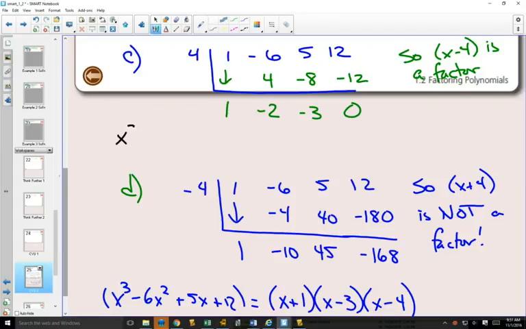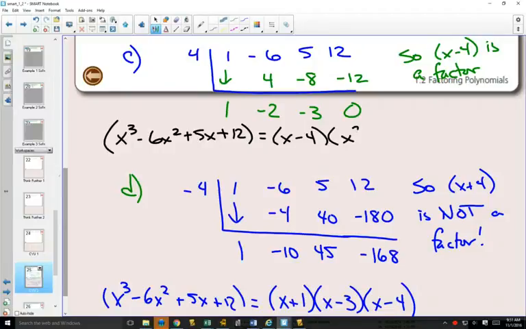So if I wrote the division statement after doing part C, you find out that x minus 4 is a factor. So this is equal to x minus 4, and this was the answer after synthetic division, x squared minus 2x minus 3. And once you find one factor and you write the division statement, right, and the division statement is polynomial, divisor, quotient, plus remainder, but there is no remainder because the remainder is 0. Once you've written your division statement, you end up with a quadratic. And that you can factor.